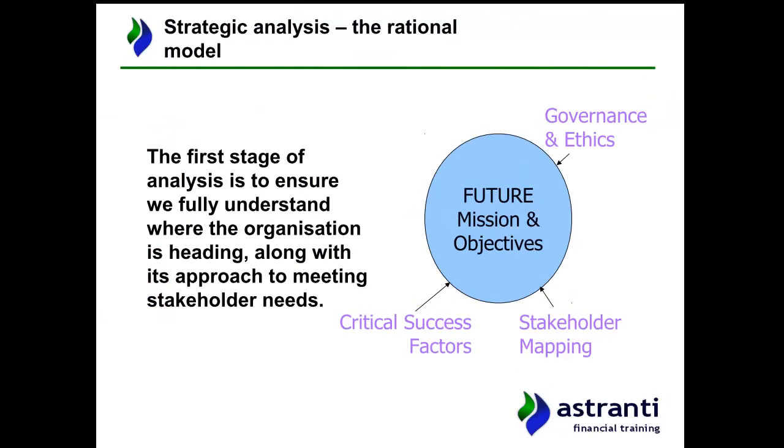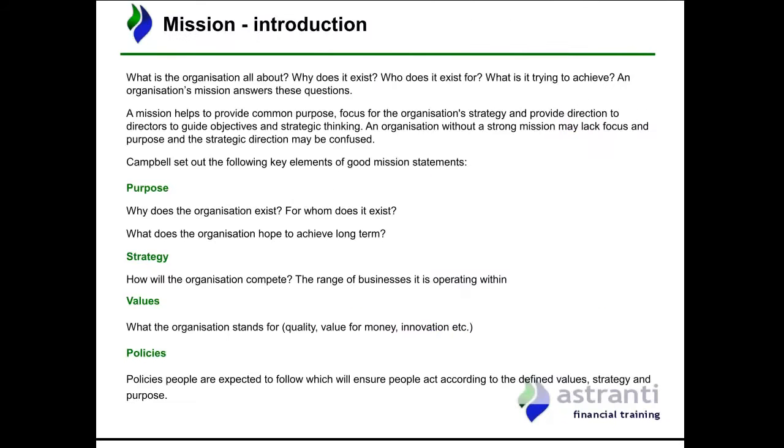So getting on with the first step then, we're looking to the future and where the company is heading, where it wants to be. To do that, we're going to look at these 3 key areas: critical success factors, governance and ethics, and stakeholder mapping. So let's think about the mission to start with.